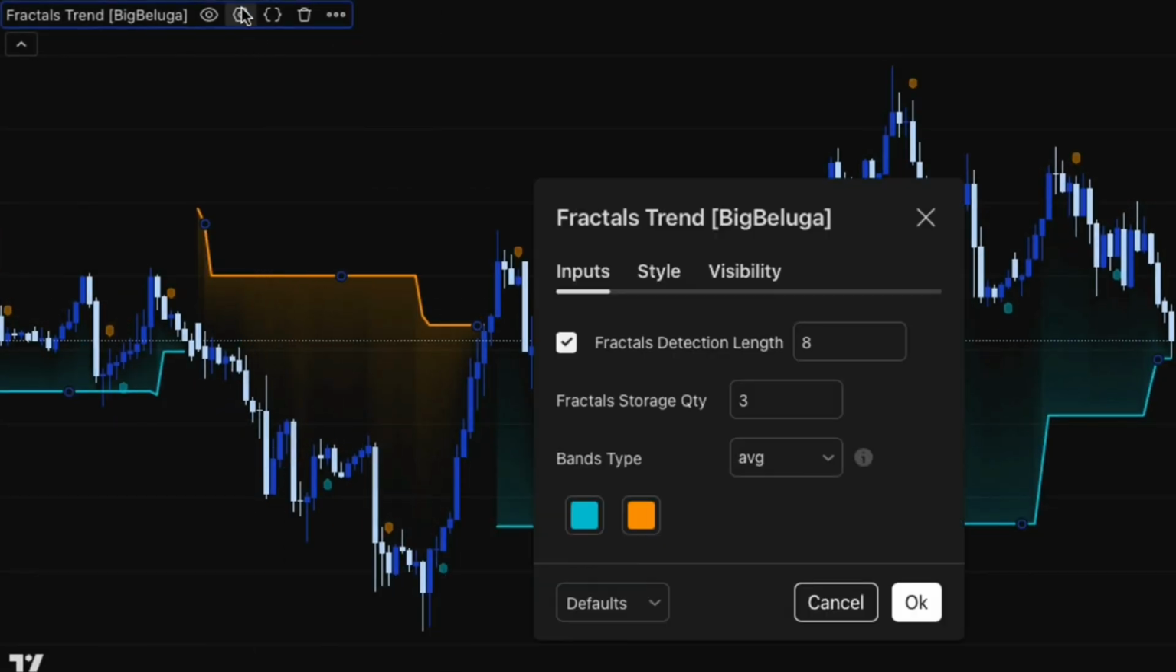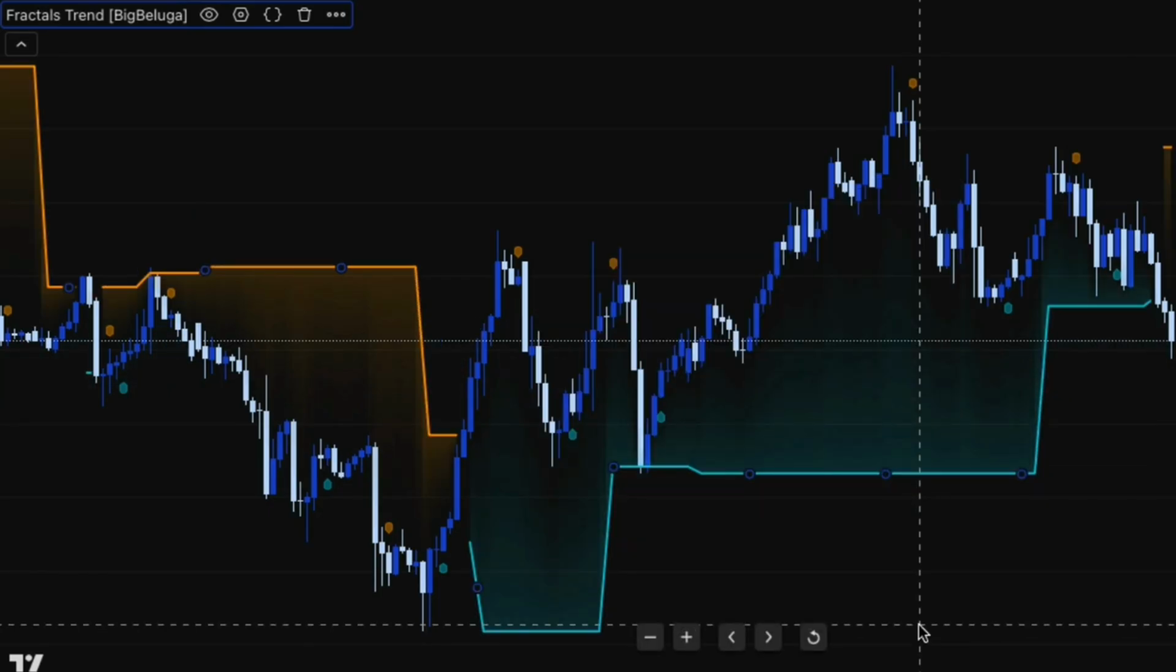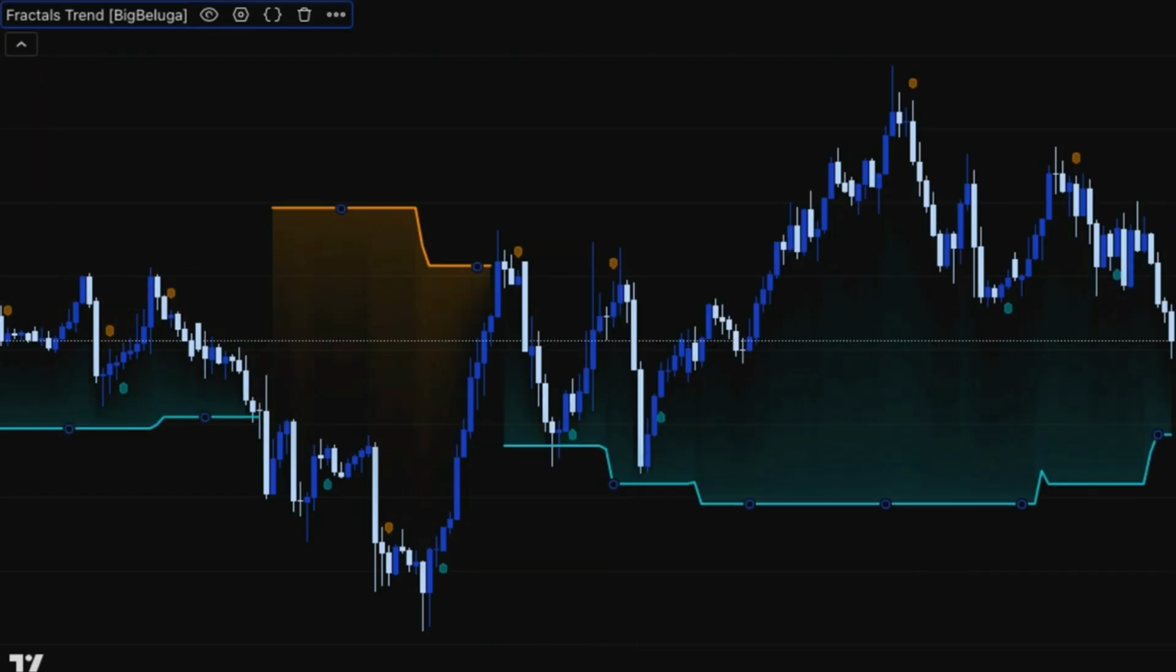Next is the fractals storage quantity, which controls how many past fractals the indicator remembers and averages. This acts like a memory size. A smaller value makes the band more reactive, while a larger value makes the trend band smoother and more stable.